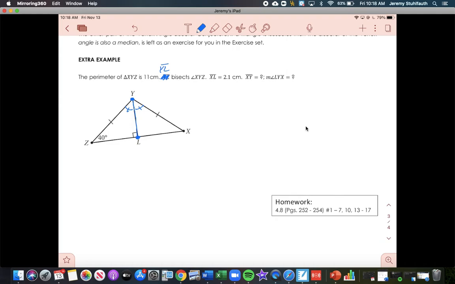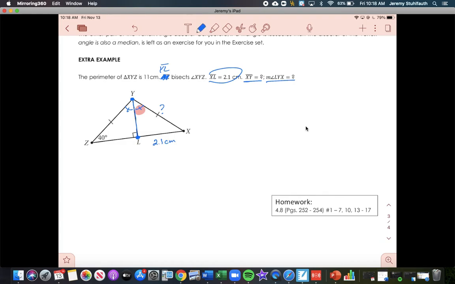Now, let's label what we know. We know XL is equal to 2.1 centimeters. Now, we want to know what is the measure of XY, so what is the measure of this side right here? And we also want to know what is the measure of angle LYX, meaning what is the measure of this angle right there. So let's use what we know.